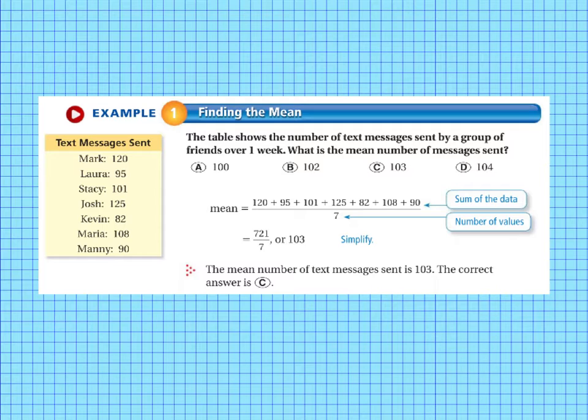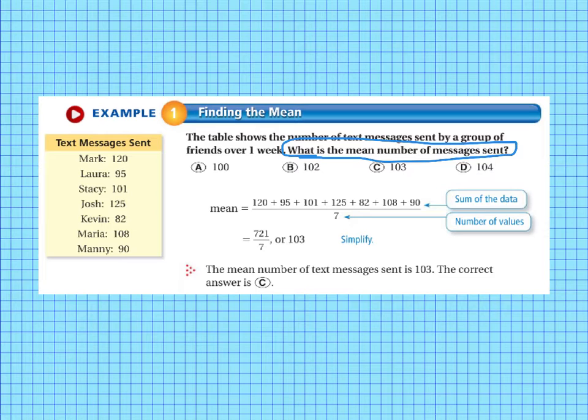So let's take a look at example 1. We are finding the mean. The table shows the number of text messages sent by a group of friends over 1 week. What is the mean number of messages sent? So when we're asked what the question is asking us to do, that's right here. It's asking us to find the mean number of messages sent.